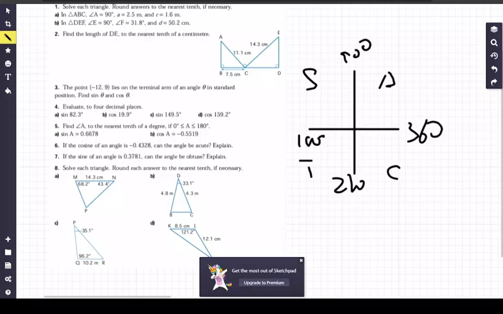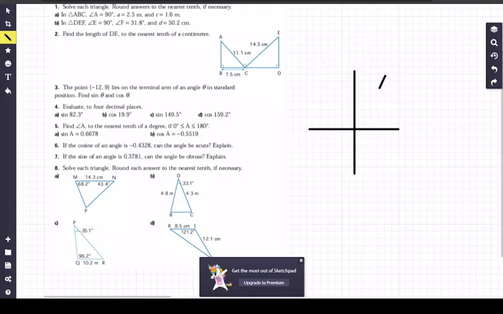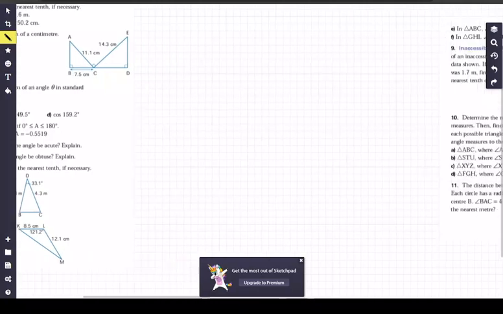If sine is 0.3781, can the angle be obtuse? Absolutely. Sine is positive in both quadrants, so it could be in either one. Realistically speaking, it probably exists in both of them. Solve each triangle. I'm not going to do this, that's just simple sine law. It's pretty straightforward. I want to go ahead and do some word problems with you guys.